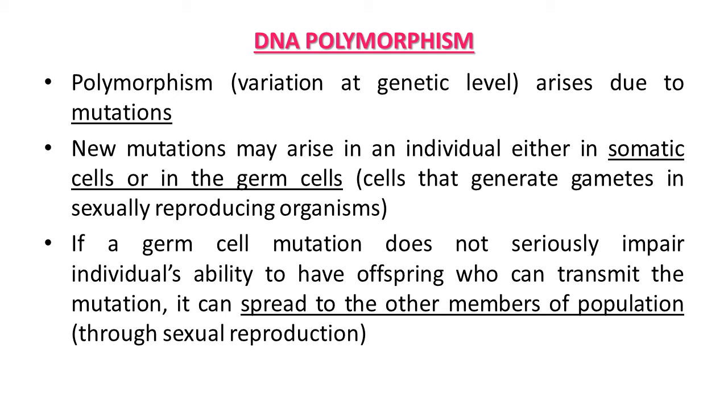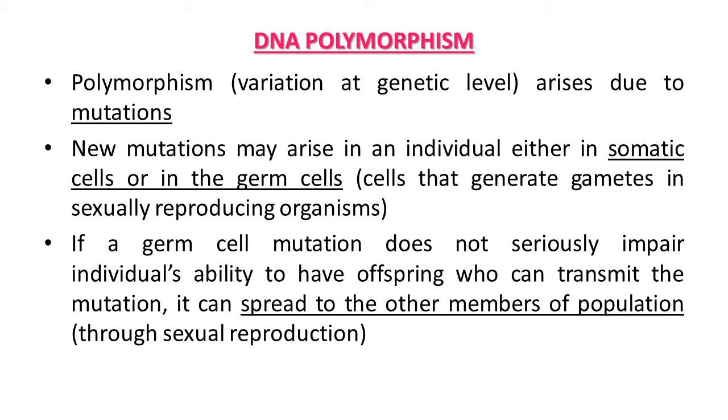Germ cells, in a human being, means either the egg cell or the sperm, that is, the reproductive cells responsible for gamete formation in sexually reproducing organisms. The rest of the cells, other than germ cells in the body, are known as somatic cells. So two possibilities are there, either in a somatic cell or a germ cell.